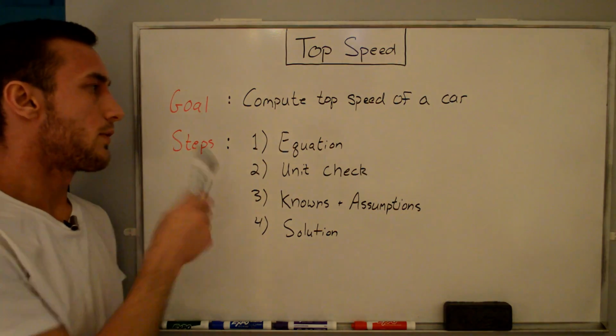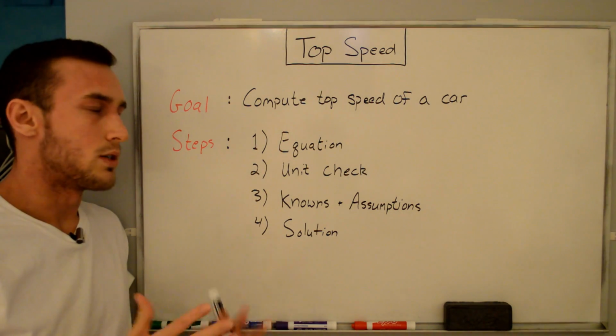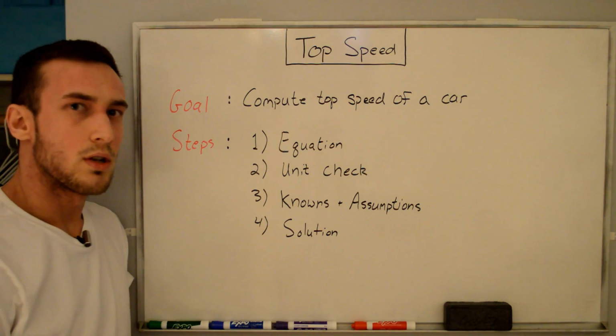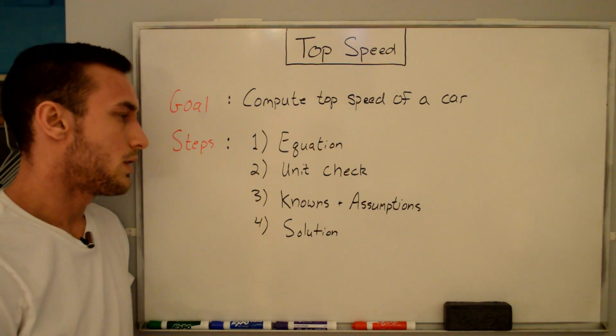The steps that we'll be using are first showing you the equation that we're going to be using, then we'll do a unit check to make sure that both sides of the equation make sense in terms of the units that we'll be using, and then we'll go over the knowns, which are the technical specifications of the car, and the assumptions that go along with those knowns, and then we'll get to the solution.